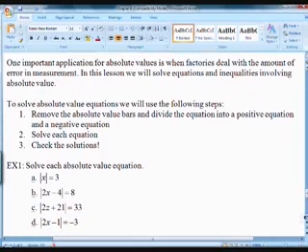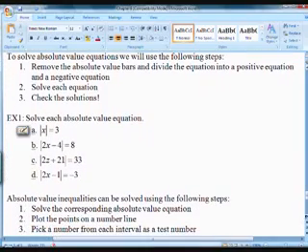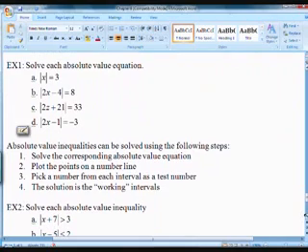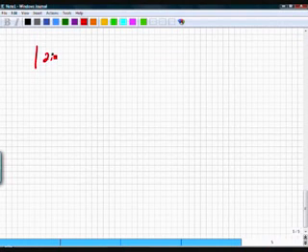The first problem I've already worked for you. Absolute value of x equals 3. x was 3, and x is -3. The second one. Absolute value of 2x minus 4 equals 8. We're jumping into the tough ones right off the bat. Absolute value of 2x minus 4 equals 8.